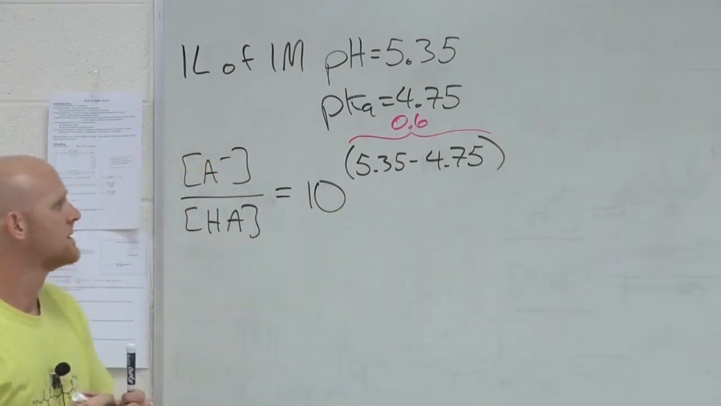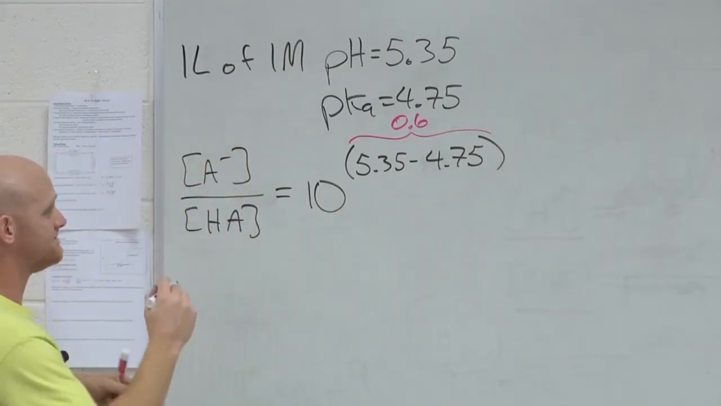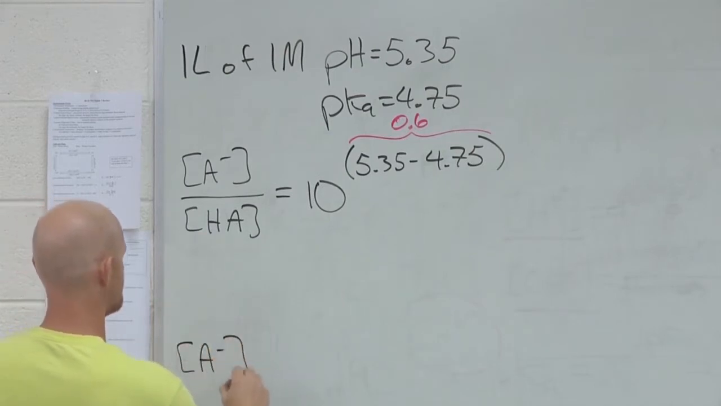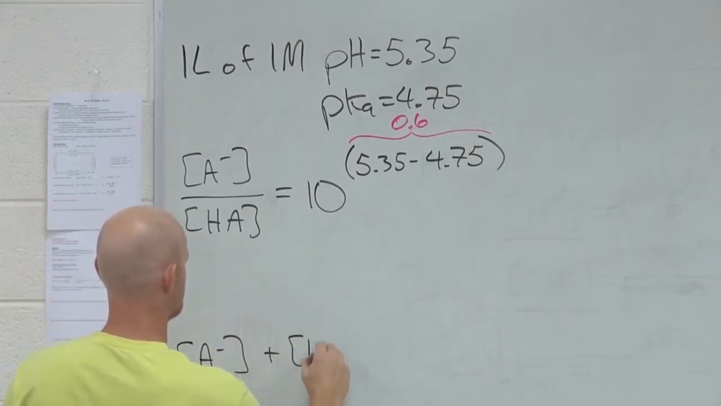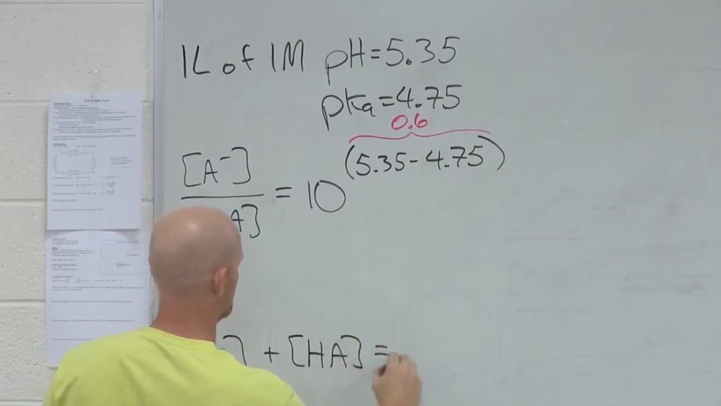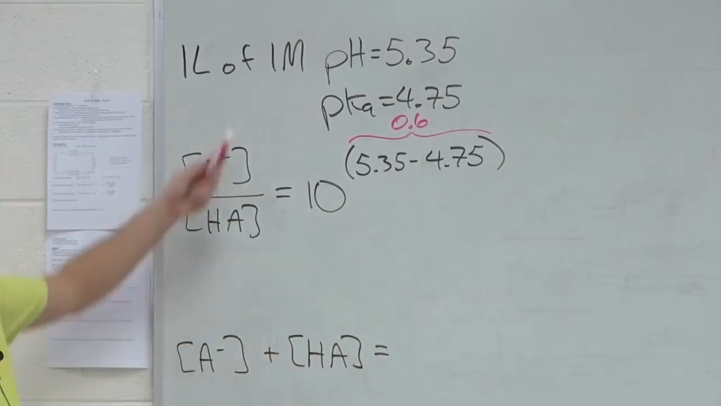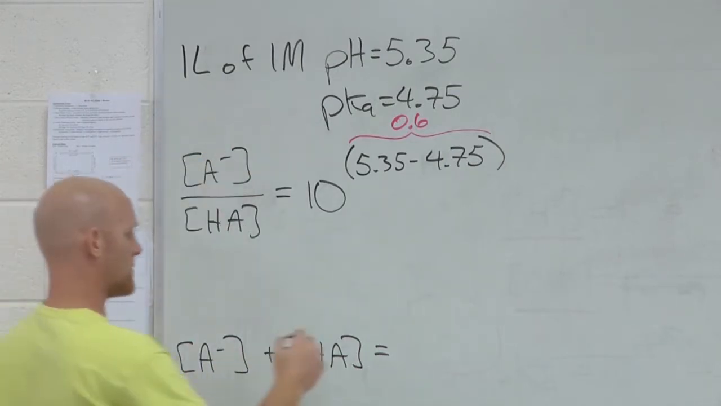0.6, right? Cool. Second equation is the concentration of A minus plus the concentration of HA equals what? 1 molar total buffer concentration. So this equals 1.